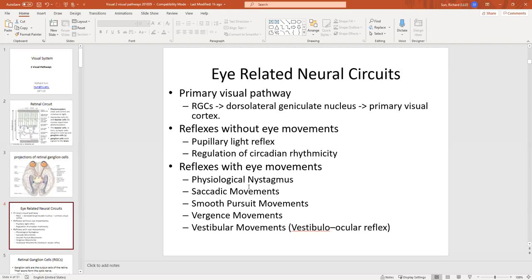For example, the physiological nystagmus. Nystagmus describes the eye moving very randomly, tiny, small, but randomly moving, jiggling around, something like that. There is the physiological one that we are talking about right now, and there is also a pathological type. That jiggling will appear quite abnormal, right? Quite unusual, right? So that's the pathological one. But this one is physiological, meaning that this happens to everybody.